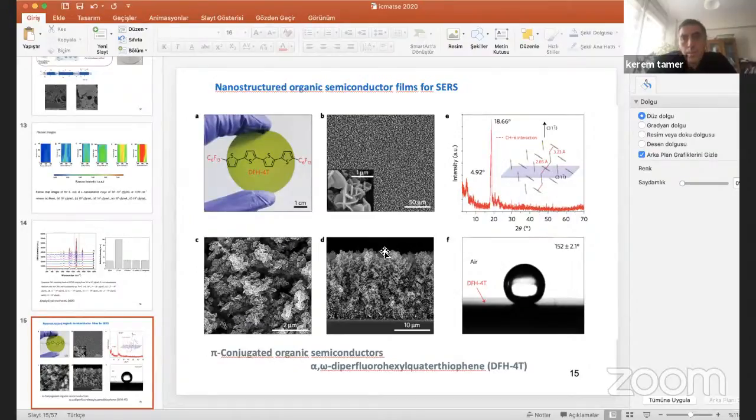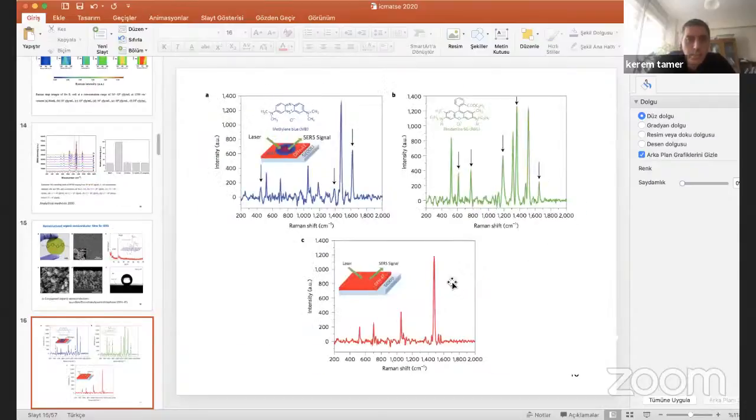Okay, but also with the collaboration of Gökhan Demirel from the chemistry department, he prepared some nanostructured organic semiconductor film surface. This kind of surface is very hydrophobic, as you see, and this pi-conjugated organic semiconductor has some charge transfer ability. Okay, you can also increase the Raman signals using this kind of substrate, but there are some difficulties also.